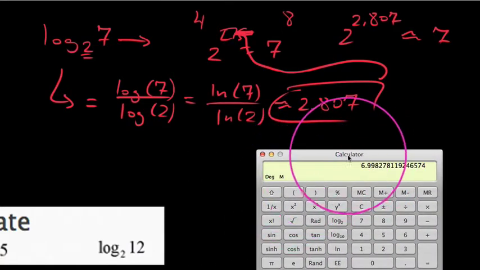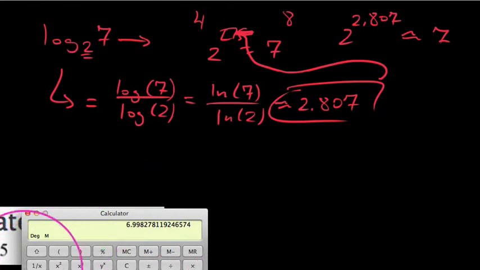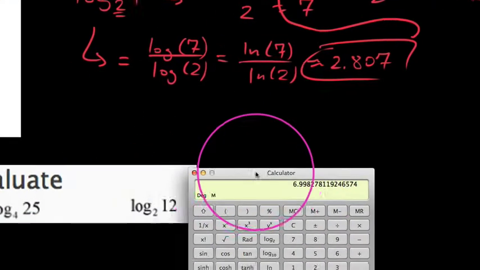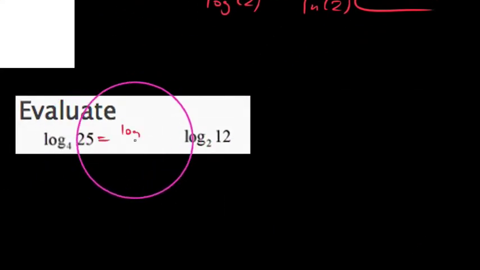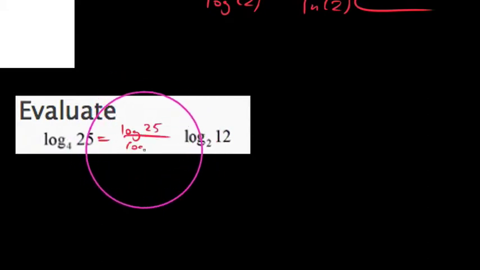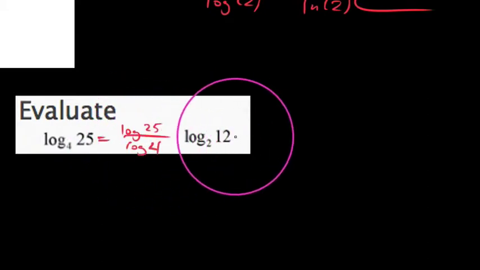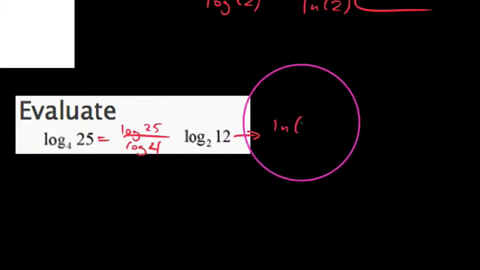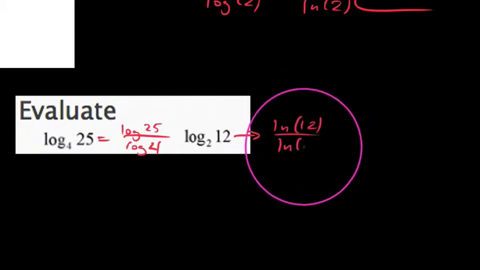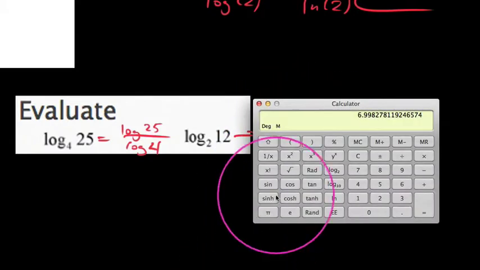Okay. So really quickly here, if I had a calculator, how would I evaluate these? I'd say this is the same thing as log 25 over log 4. Or for this one here, we could say this is the same thing as, maybe use ln's, ln 12 over ln 2. But basically, we could do this on a calculator pretty easily now.